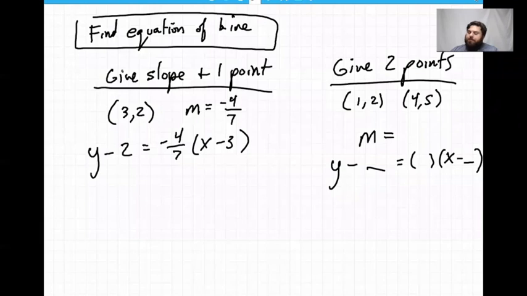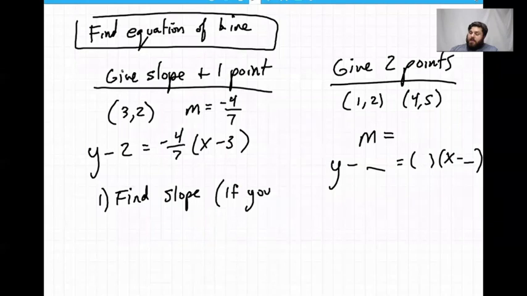Okay, so let's write this down formally. So first thing you got to do in these kind of problems is find the slope of the line. Okay, that's if you don't have it. So if they give it to you, you don't have to worry about it. But if you don't have it, then you're going to have to calculate it.